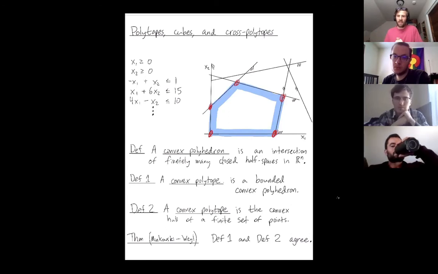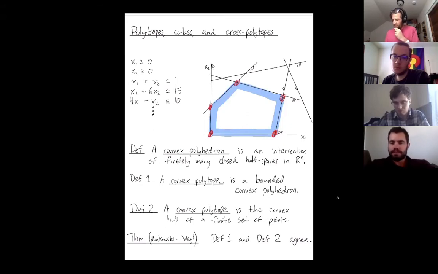Intuitively, maybe it seems unsurprising to you that you get the same set of shapes by either taking intersections of half spaces or taking convex hulls of points. But it takes some work to prove that. So that's a theorem. It's a theorem that these two definitions are equivalent. It's called the Minkowski-Weyl theorem.